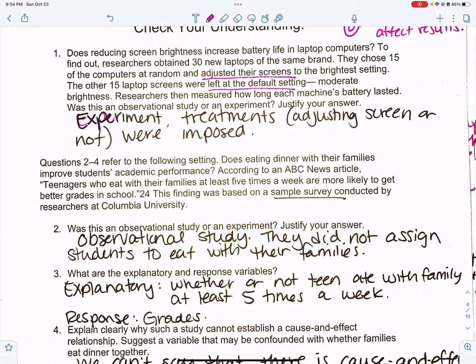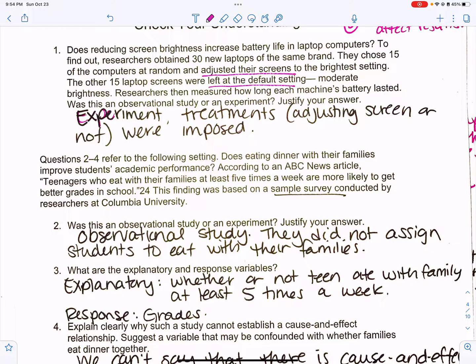Does reducing screen brightness increase battery life? And what is this, is it an experiment? Yes, because its treatments were imposed. And I'm going to state the treatment. The treatment was adjusting screen brightness or not. Make sure you put that level.